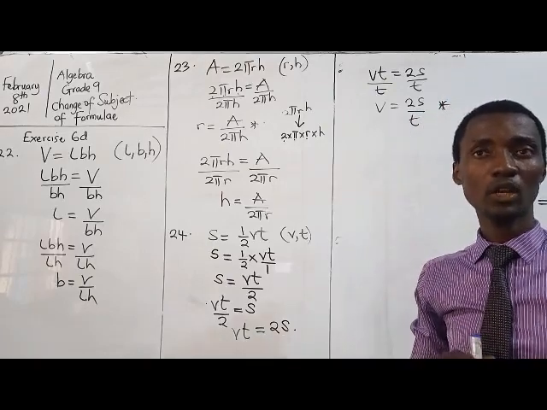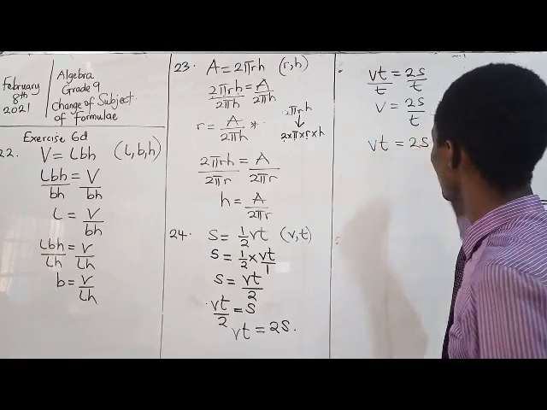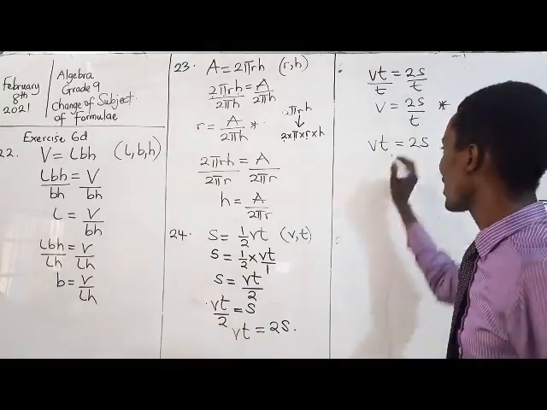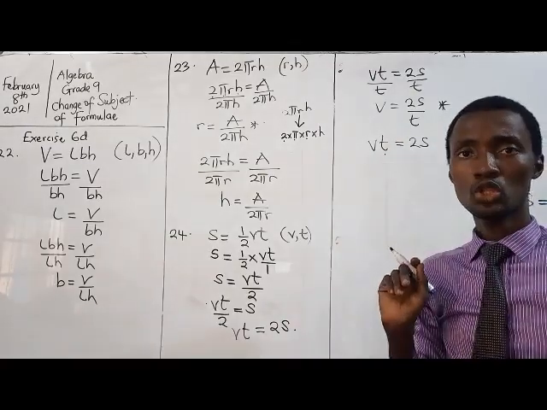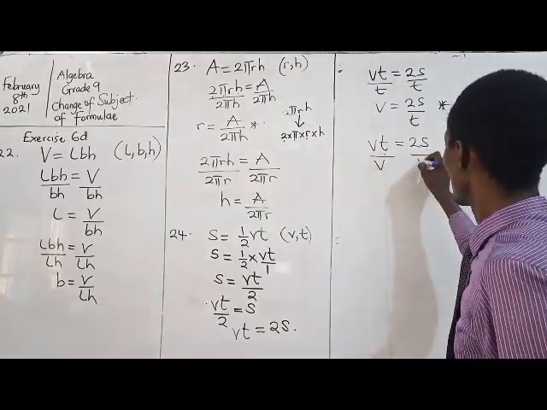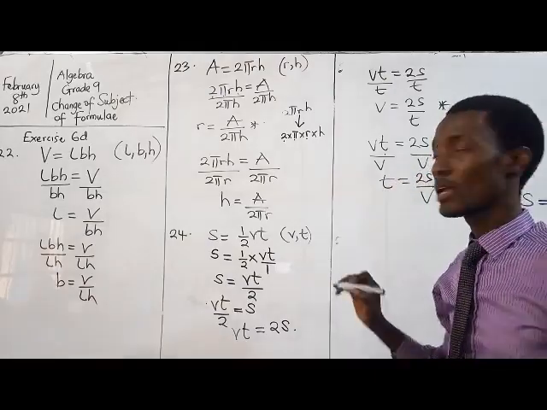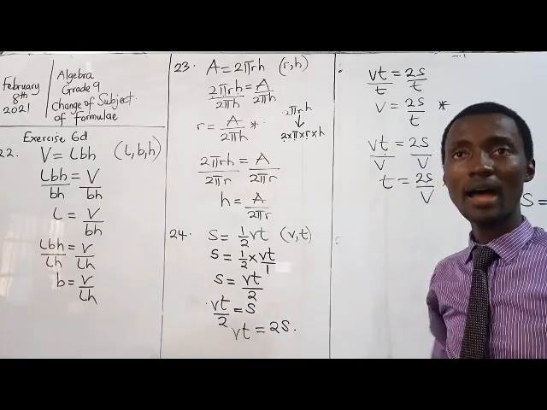So what happens in the second one? We have that Vt is equal to 2S. Now, our emphasis is on T, so we don't need V. So we divide both sides by V, and T will be equal to 2S over V. And that becomes your answer.